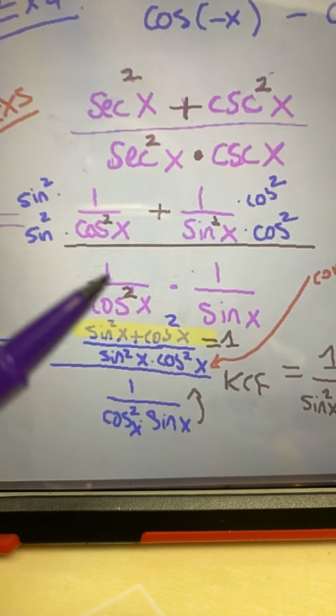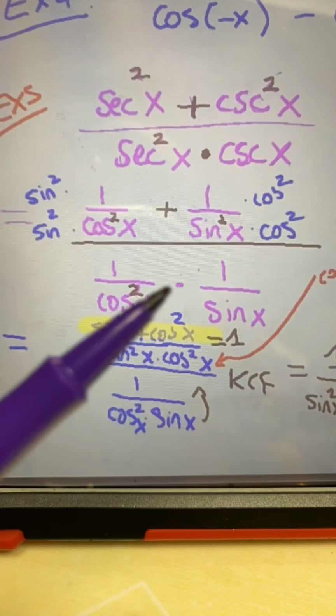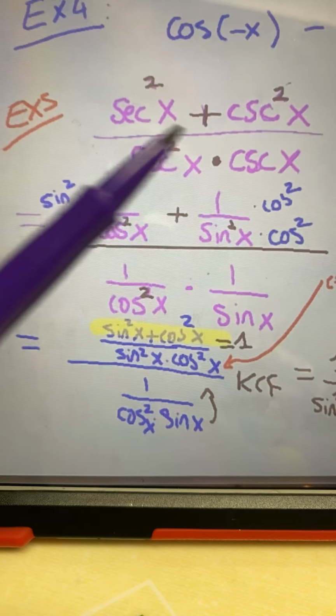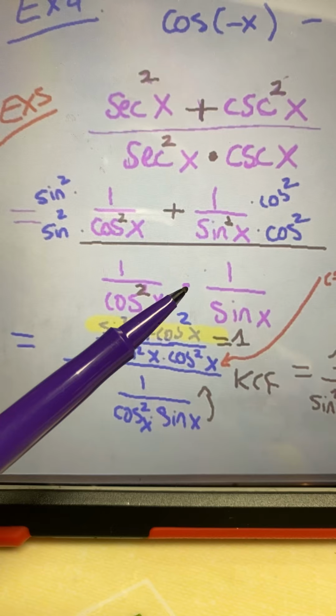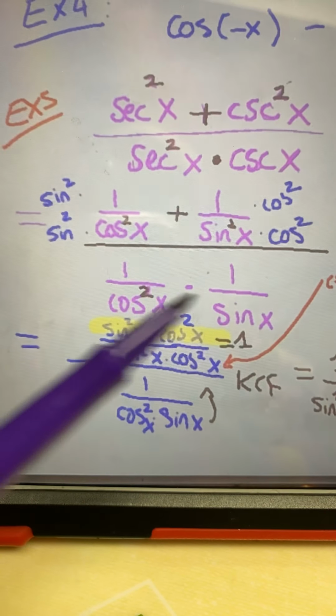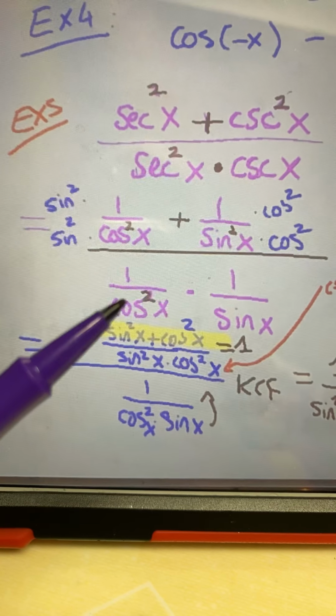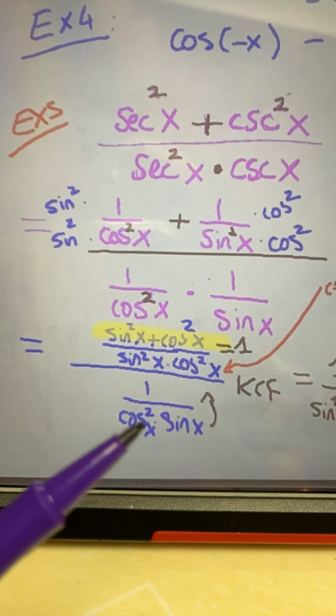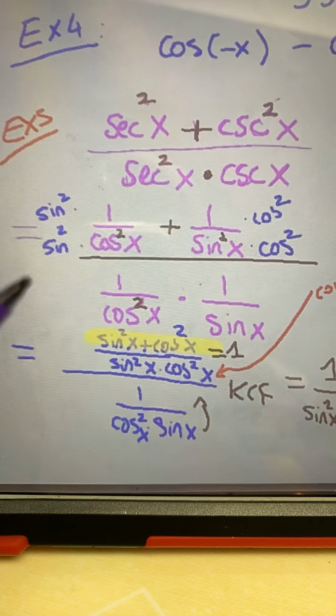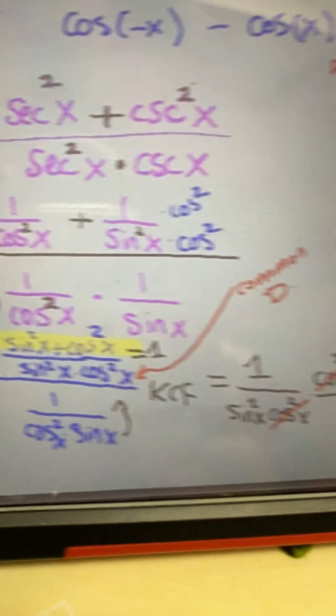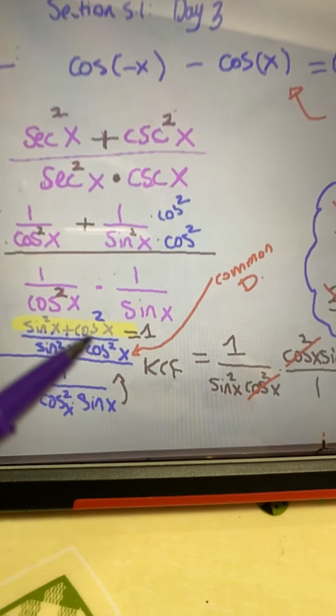The denominator, you don't need a common denominator on the bottom. Why? Because you're multiplying. And the rule says when you multiply, you go straight across. So 1 multiplied by 1 is 1. Cosine squared multiplied by sine is cosine squared multiplied by sine. Now let's see how this will look a little bit more simple.